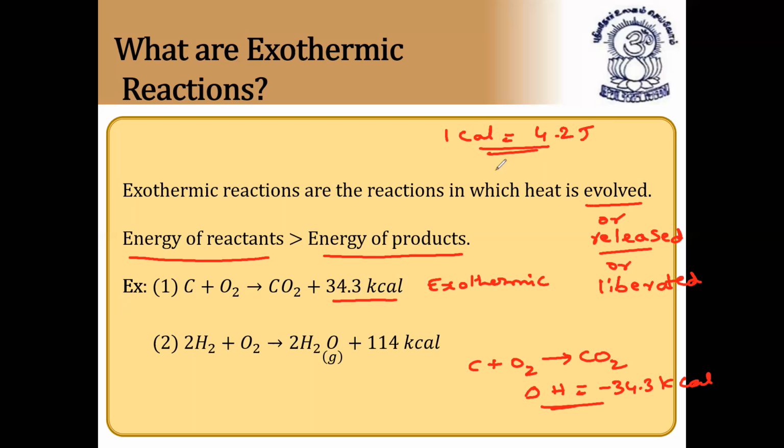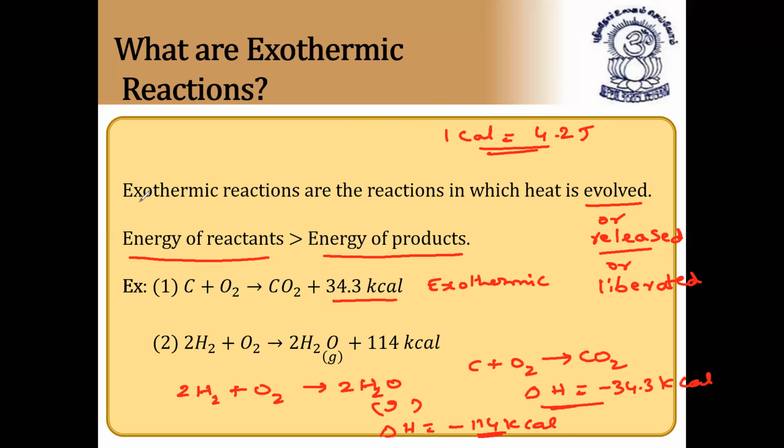This already we know. So for this also we can write the equation as 2H2, 2 moles of hydrogen gas combined with 1 mole of oxygen gas to form 2 moles of water gas, so water vapor, and in this case delta H is equal to minus 114 kilocalories. So I hope it is clear. Like this we have to write. This is called exothermic reactions.